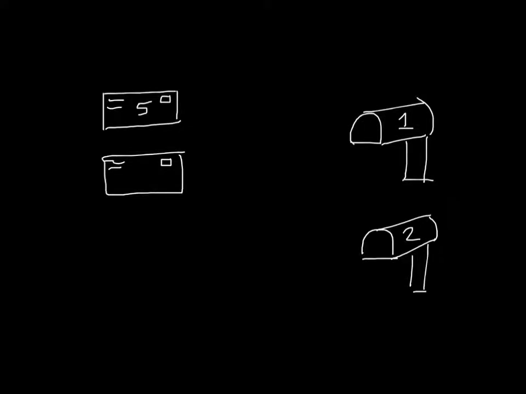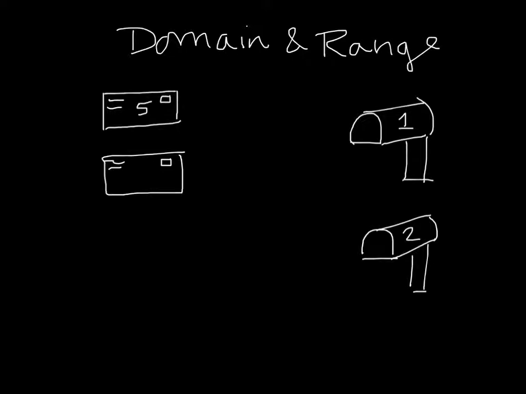So we're going to talk about domain and range. Domain and range are words that we give to values and functions. And that actually sounds really complicated, but let's make it just a little bit easier. I have a couple different scenarios to show you to kind of explain domain and range.